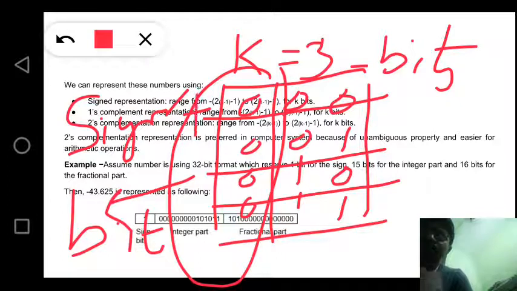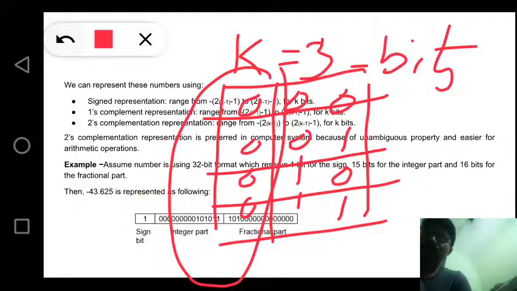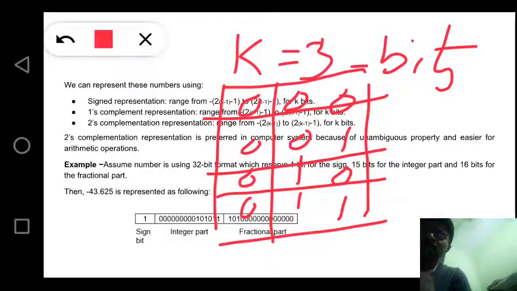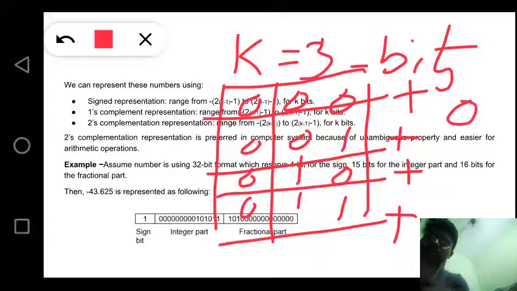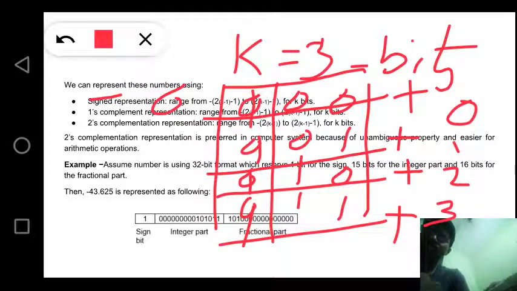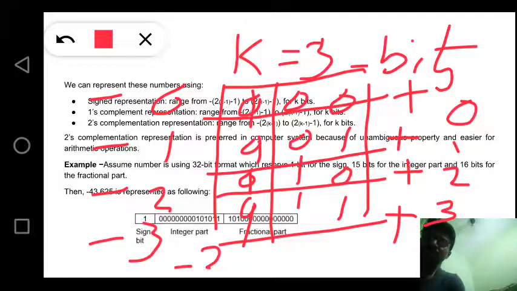Moreover, 0 means plus. So 0 means this number is plus, plus, plus. What is this? 0. What is this? 1. What is this? 2. What is this? 3. Right? Similarly, if you keep 1 here, you will get another 4 numbers. 100 means minus 0, 101 minus 1, minus 2, minus 3. So you are representing minus 3 to plus 3.